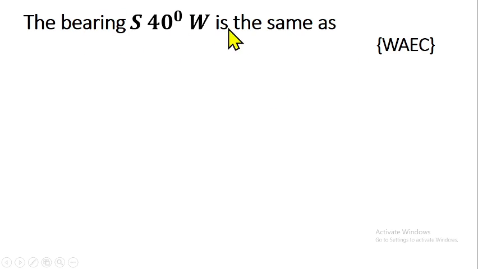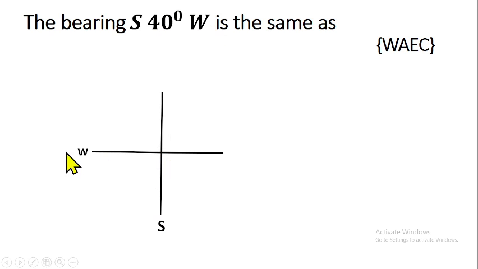We have to convert this bearing. The bearing 40 degrees southwest is the same as what in 3 digits? So locate this bearing as well. Draw a cardinal point, and this is compass bearing. So this is in southwest. So this is south, this is west. So draw a straight line there.